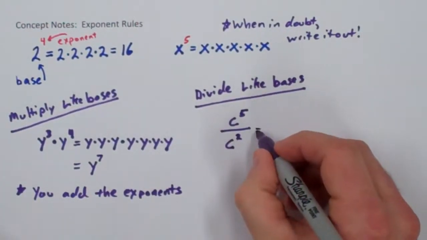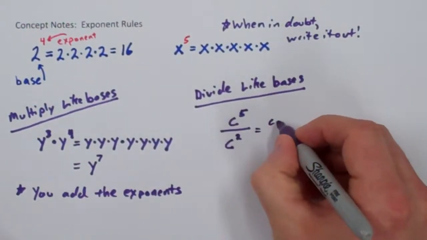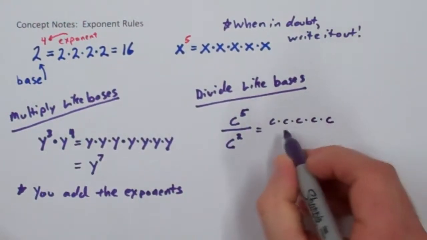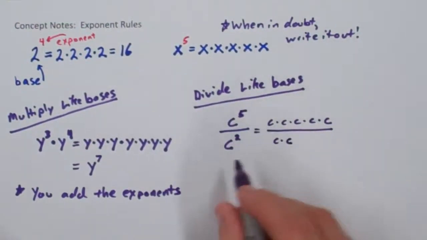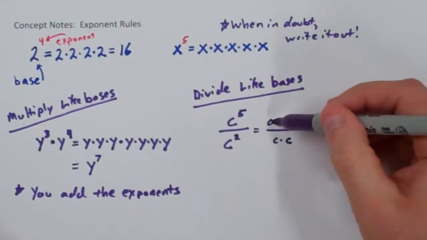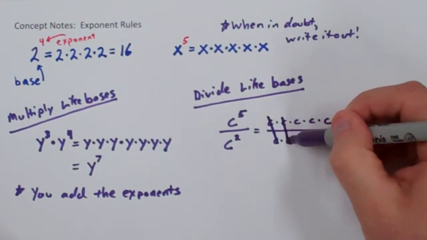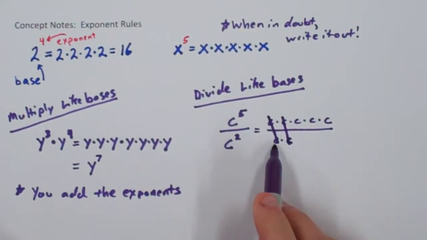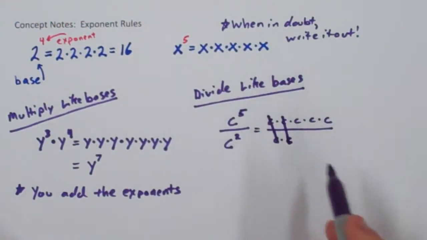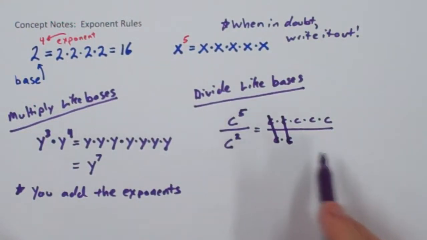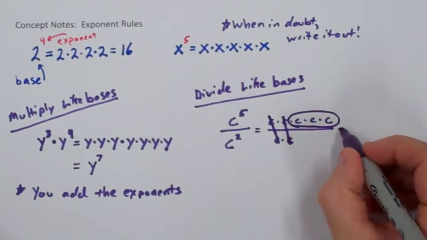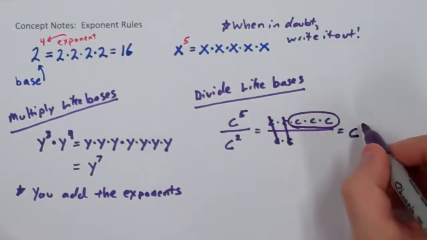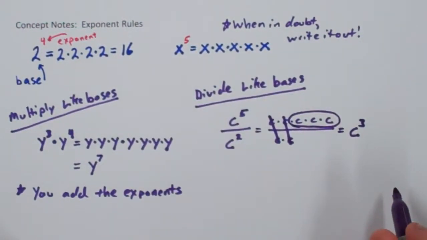Okay. We can use our when in doubt, write it out to help us develop this rule. So there's 5 c's. And then in the denominator, we've got 2 c's, that's c squared. And now we can go ahead and we can cross off c over c and c over c. c over c is just 1, and 1 times all of this is just that same thing. So we can just cross them off, those are equal to 1. And what we're left with up here in the numerator is c, and there's 3 of them, so we can change that back in exponent notation, that is c to the 3rd power.